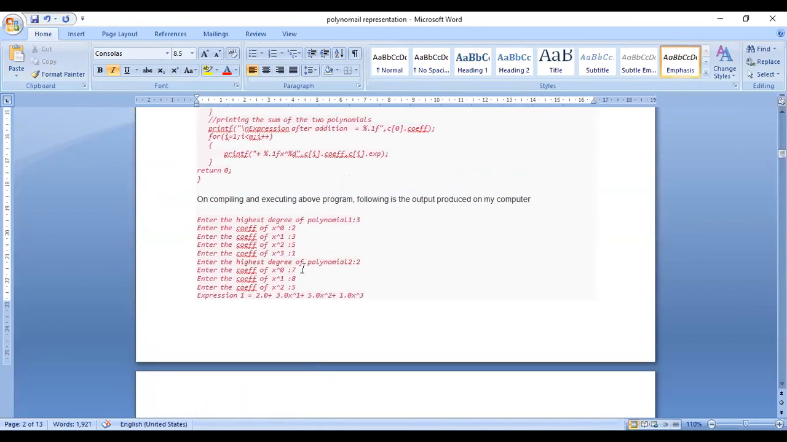The first polynomial's highest degree is 3. So you can see here, the coefficient of x power 0 is 2, of x power 1 is 3, of x power 2 is 5, and of x power 3 is 1.